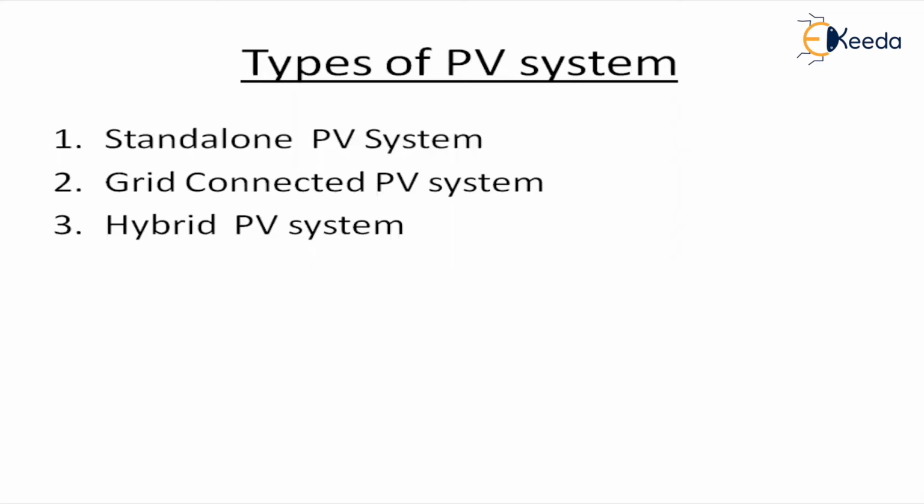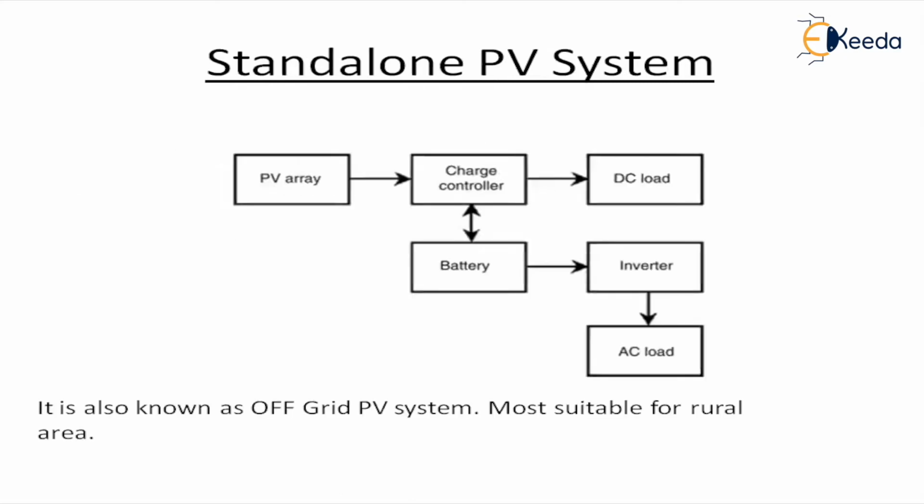In this classification we have three classes: one is the standalone PV system, the grid connected PV system, and the hybrid PV system. We'll see them one by one. The first one is the standalone PV system. See, the block diagram of a standalone PV system is given here.